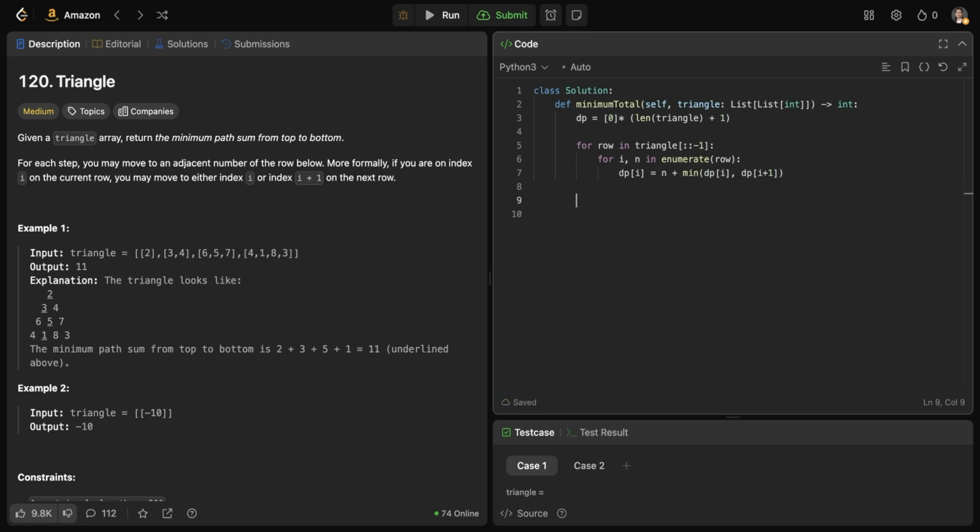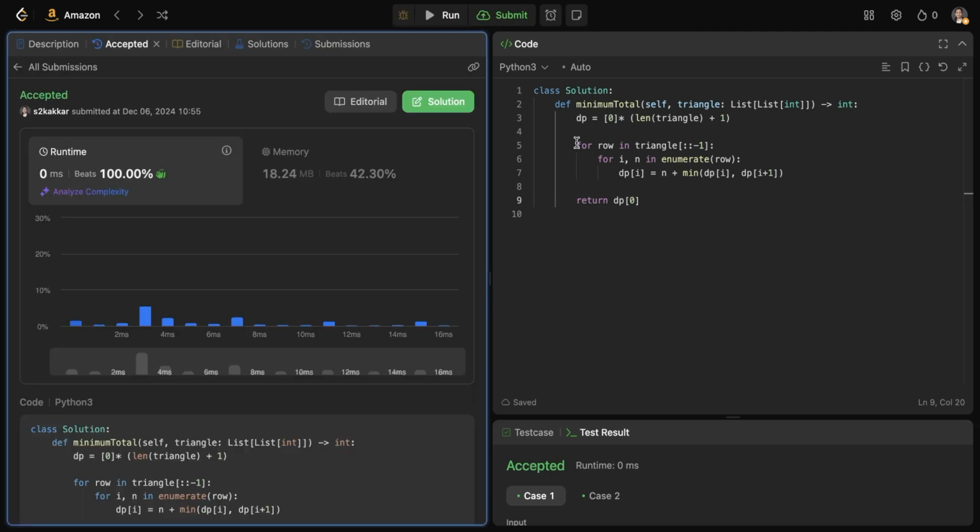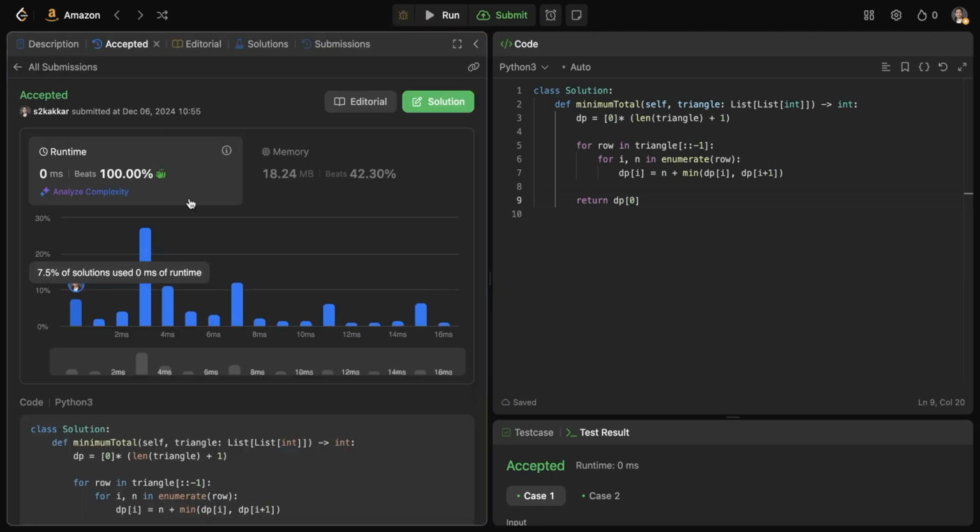And finally, when I have gone through the entire triangle, I will just return what my output would be. My output would be in dp[0] finally. So whatever is there in dp[0] at the end, that's my final minimum path sum, and that I will return. So let's run the code. It's accepted. Let's submit. As you can see, our solution beats 100% of solutions here. So that's a really big achievement.